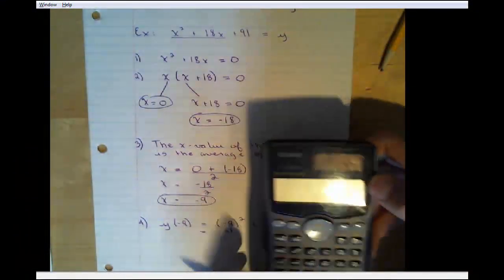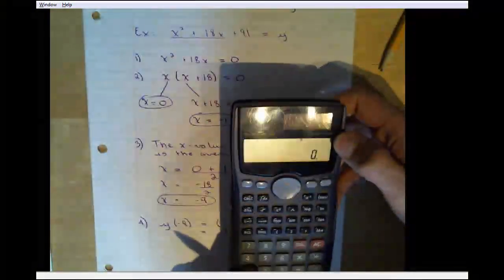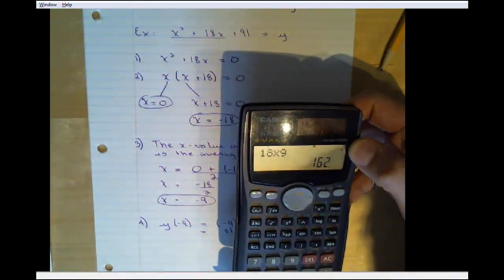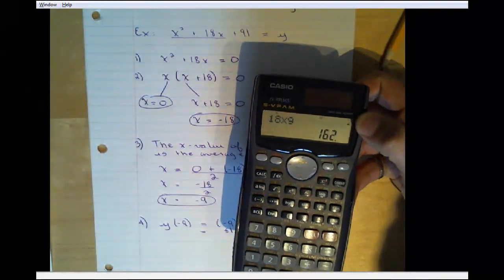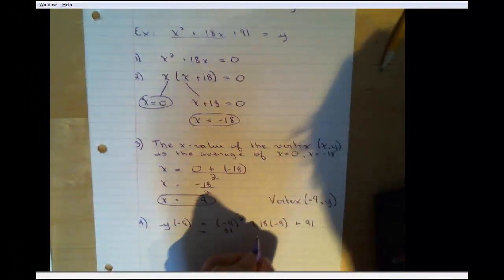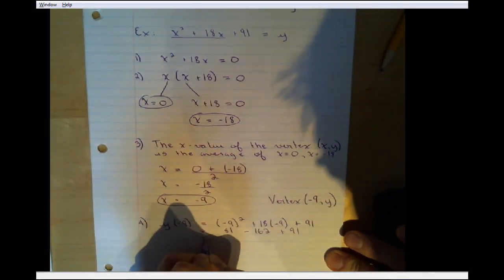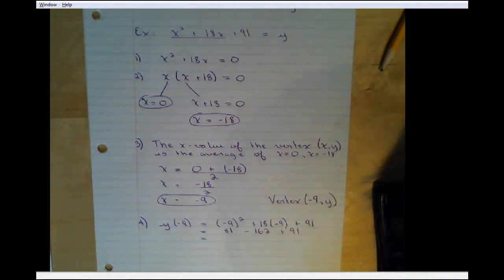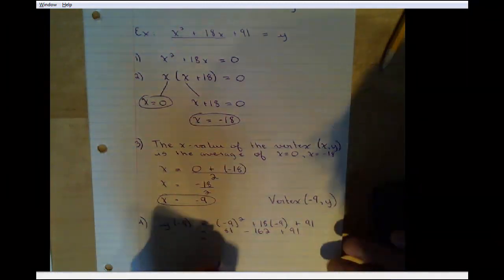Okay, I mean, I've got to use my calculator just like you. What's 18 times minus 9 right here? 18 times 9, that's just 162, and I've got to put my negative sign. Negative 162 plus 91. Okay, work that out, and you get 10.